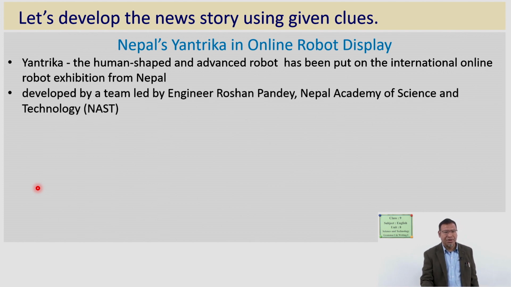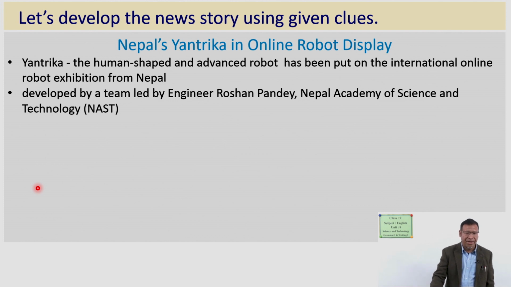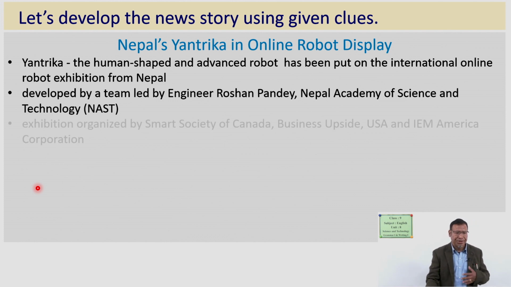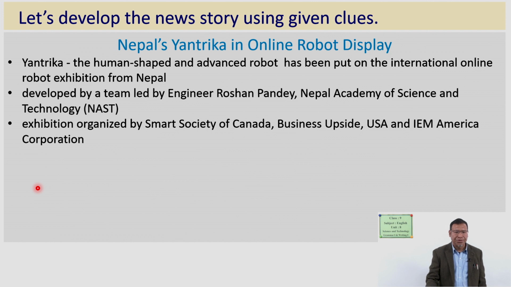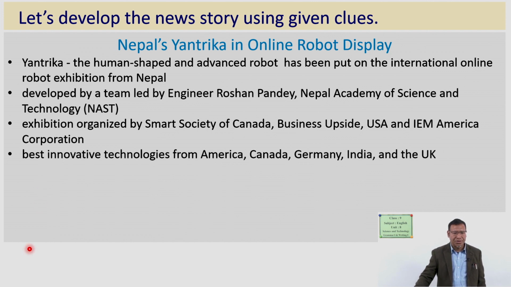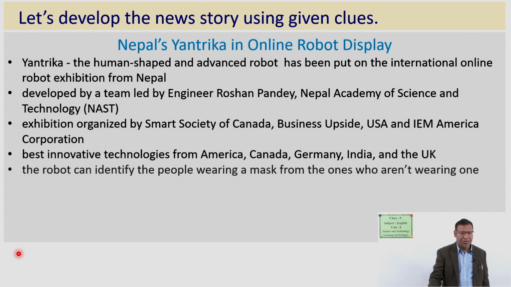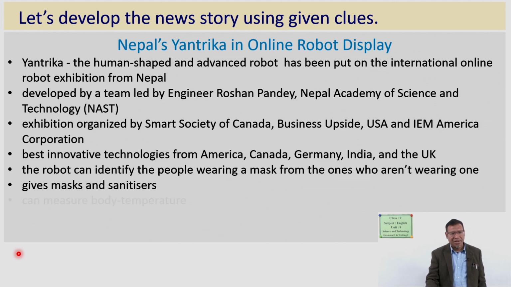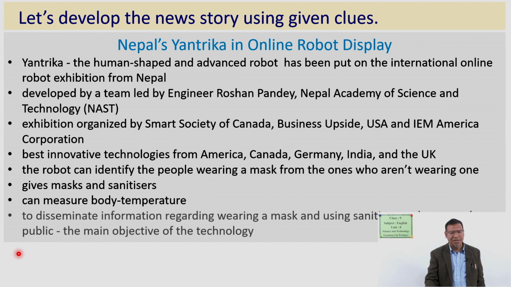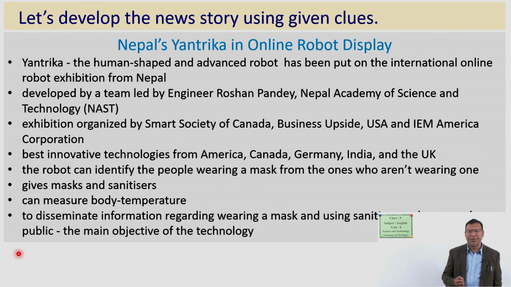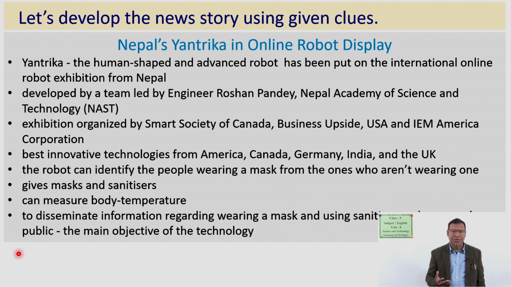This is another clue. This is another clue. You can also observe in your book. This is the next clue, and this and this. So, this is the clue given in your book. Now, you have to develop it into a news story.